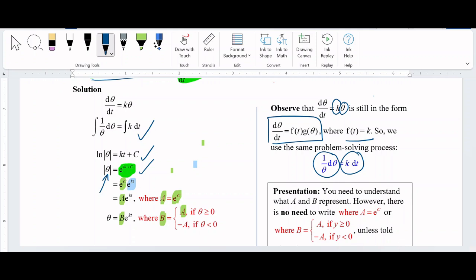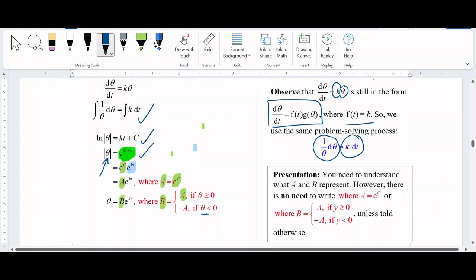So meaning that if your theta is more than 0, you just drop the mod, right? Nothing will happen. So a will just remain as a, meaning that b is going to be a. Now, in the event that the theta is actually negative, to drop your modulus, you remember you have to multiply by a negative, right? So in this case, your b will take the value negative a. Okay, so this is the step-by-step presentation of how you should drop your modulus to eventually arrive at the solution to the DE in the form theta in terms of t.